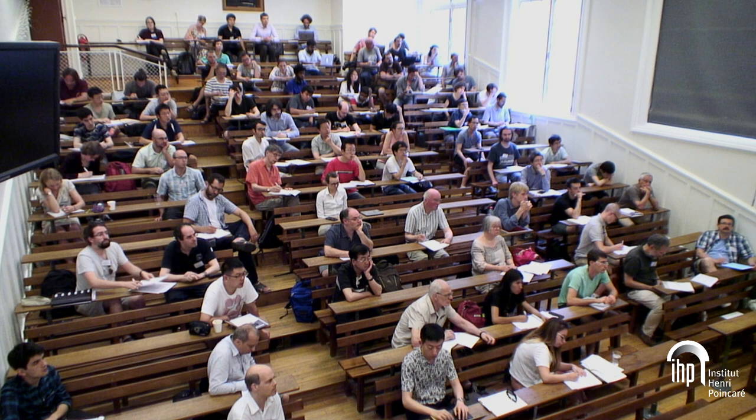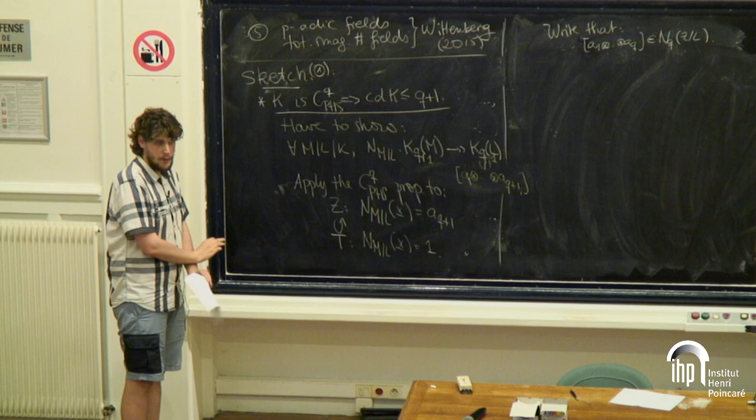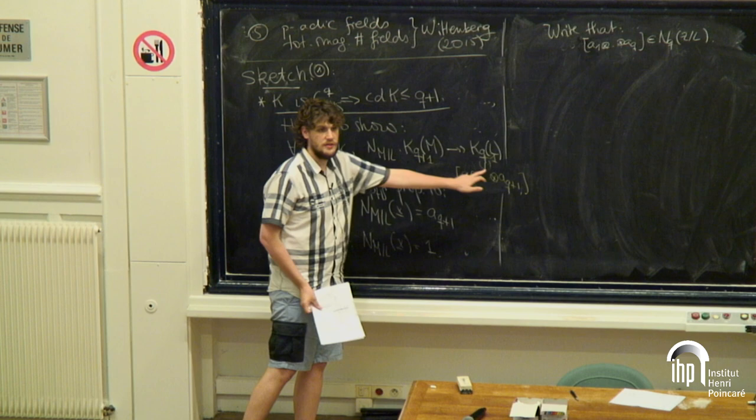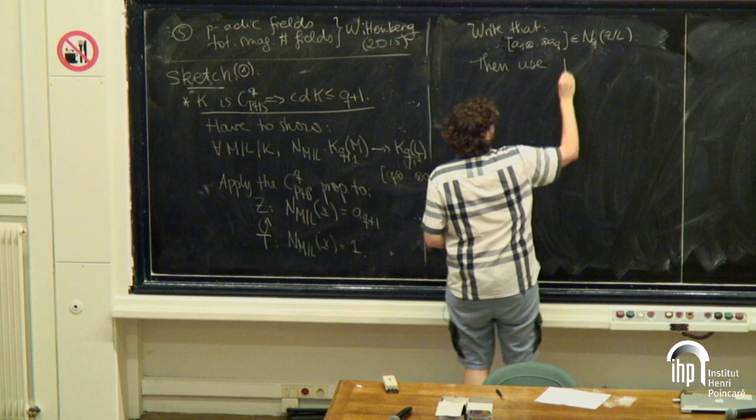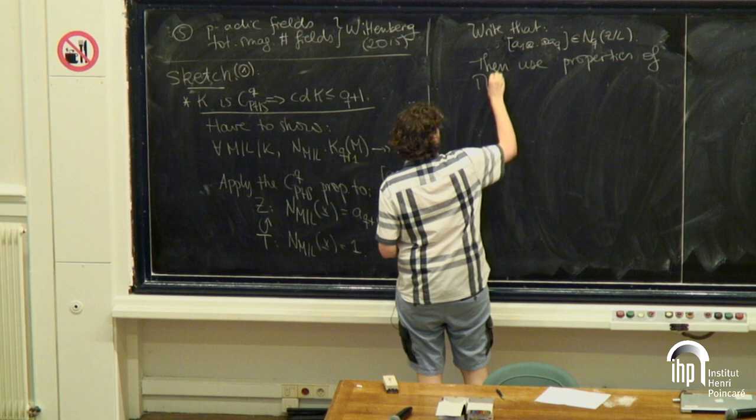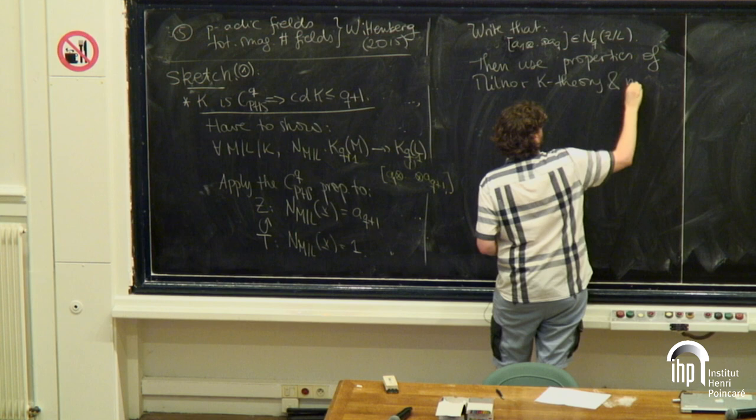And once you have written that, it's just playing around with the properties of Milnor K-theory and the properties of the norm in Milnor K-theory that allows you to write this tensor product in the image of this norm map. So then you just have to use properties of Milnor K-theory and norms.